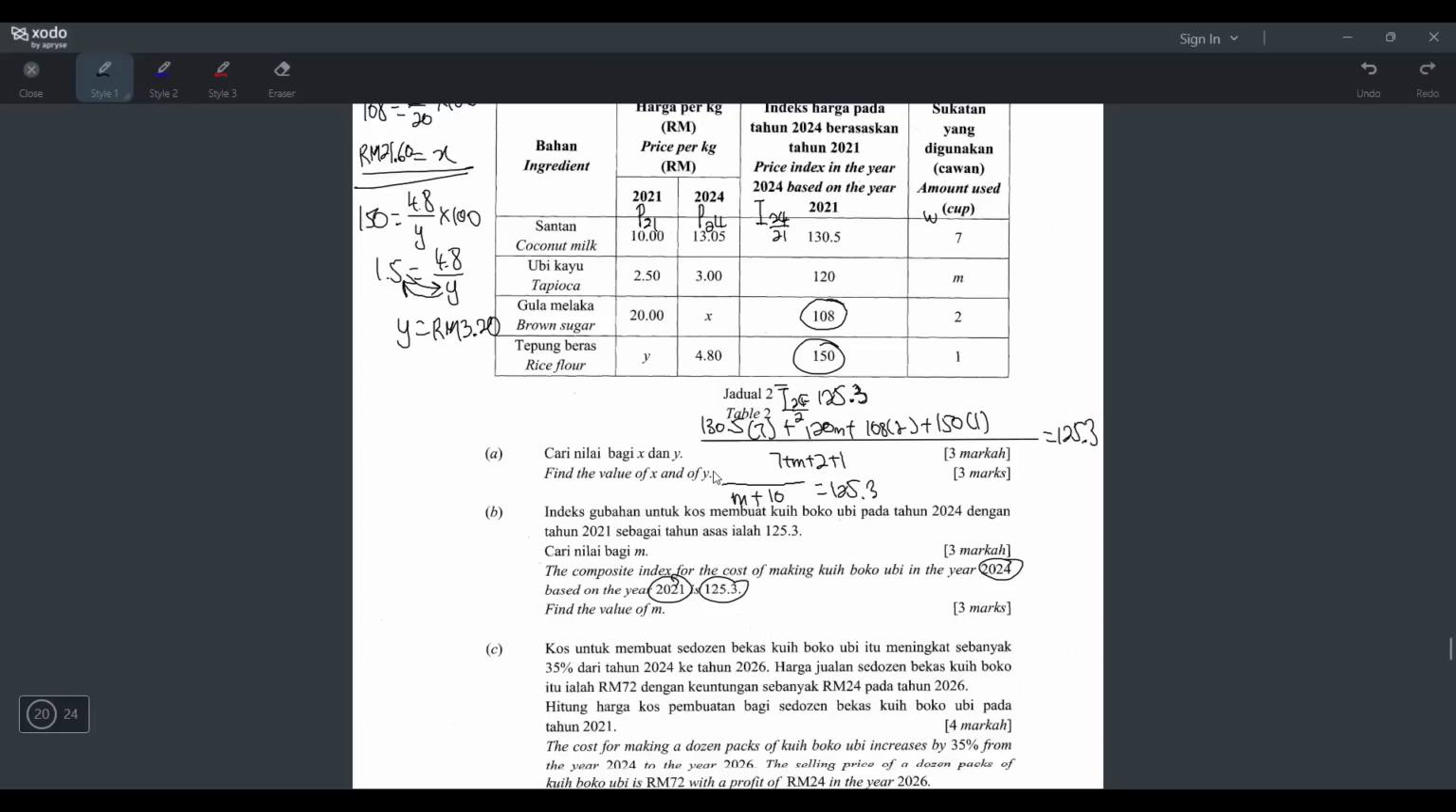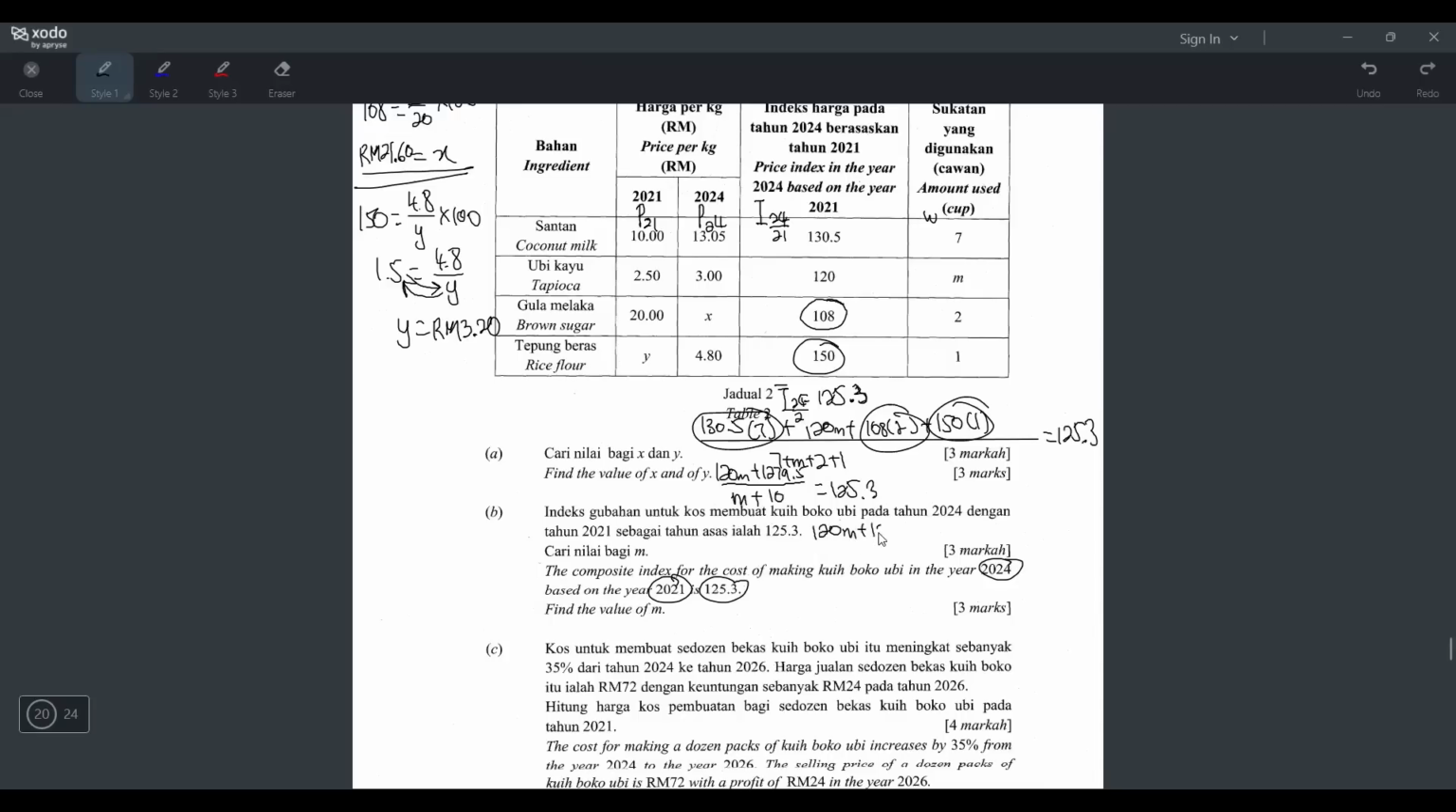The 120M you cannot add together because it has M, so it cannot be added. But this one and this one and this one can be added. So just press the calculator. 130.5 times 7 plus 108 times 2 plus 150. Okay, I get 1279.5. So write 1279.5. Okay, now to find M, I can move this whole thing to the top and it becomes multiply. So it becomes what?